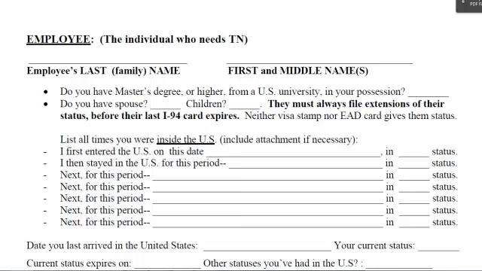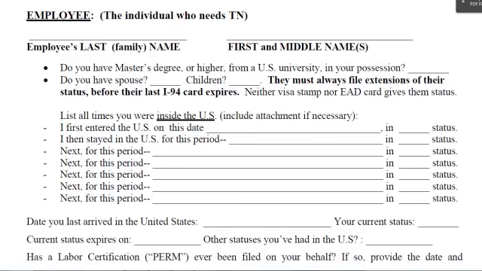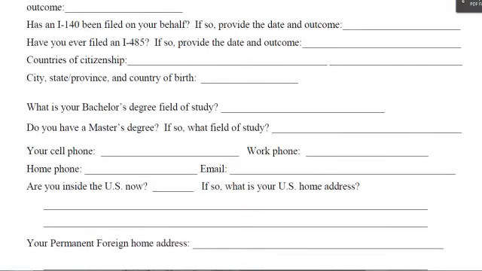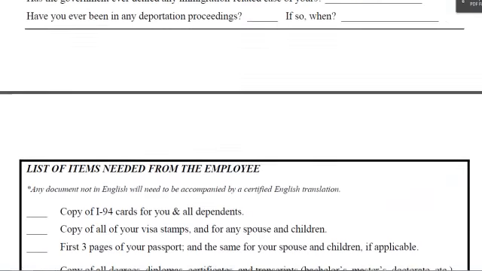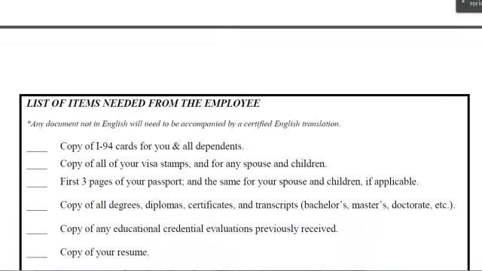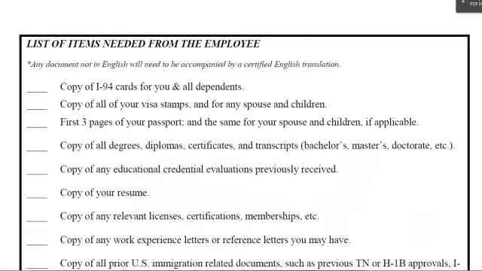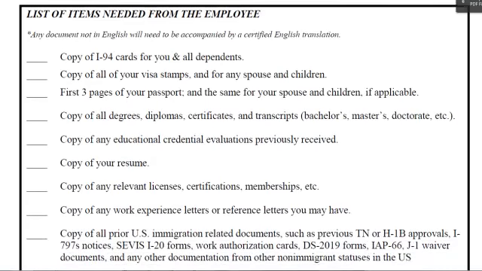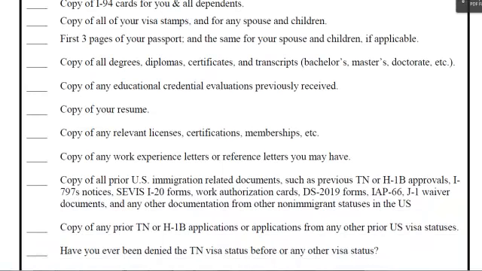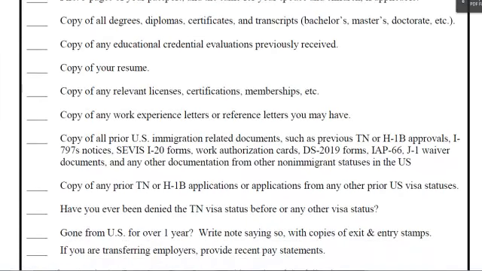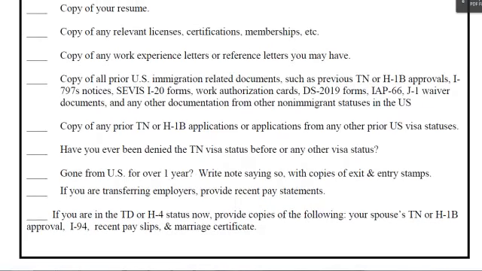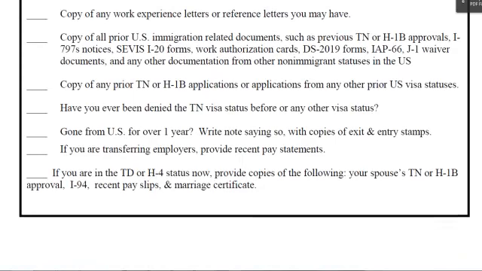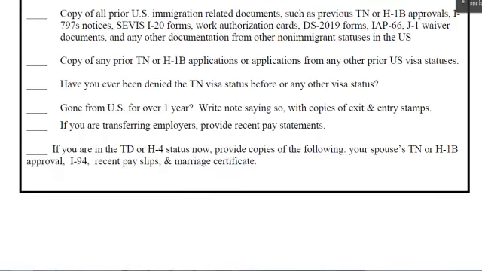We will need you to provide fairly straightforward information regarding your immigration history and background, and provide copies of the following documents: your passport, I-94, all immigration-related documentation like an EAD card, SEVIS I-20 form, and all previous approval notices. We will also need copies of your resume, all degrees, diplomas, and transcripts, any education evaluations, and any relevant licenses, certifications, or memberships. If a document is not in English, it will need to be accompanied by a certified translation.